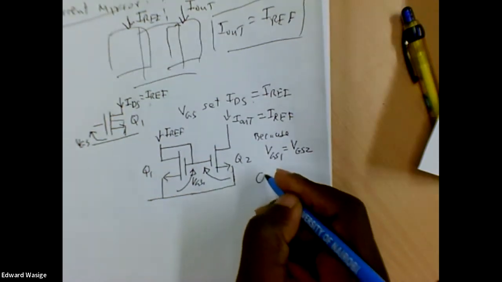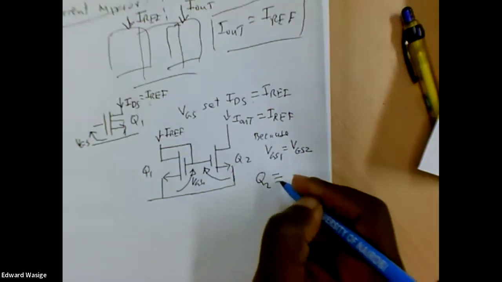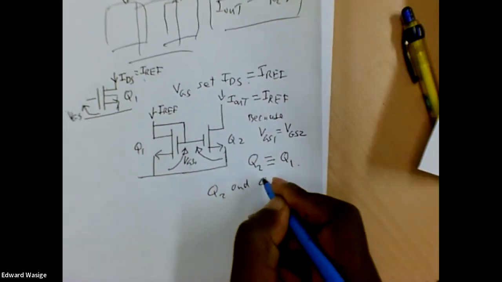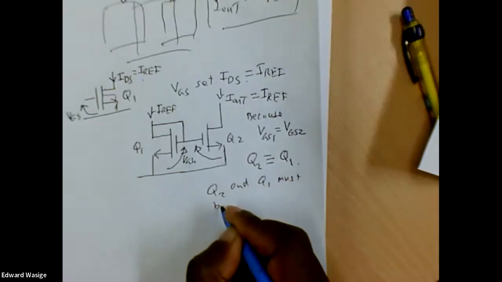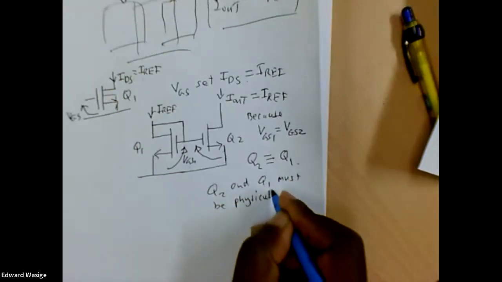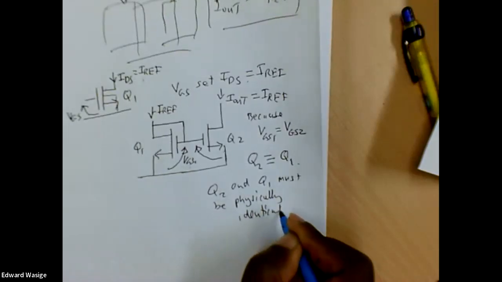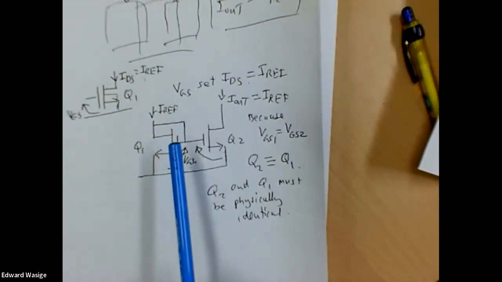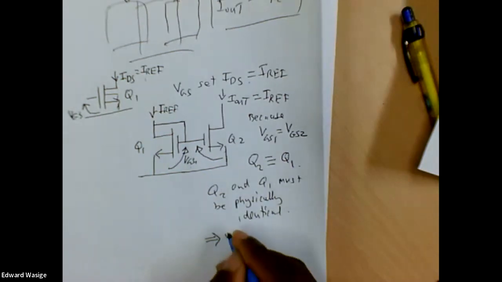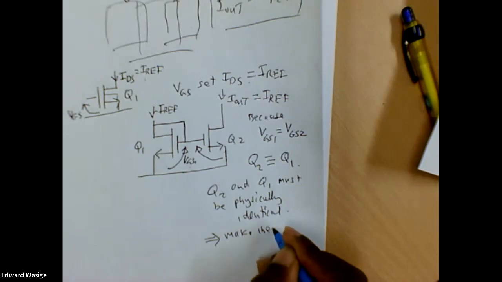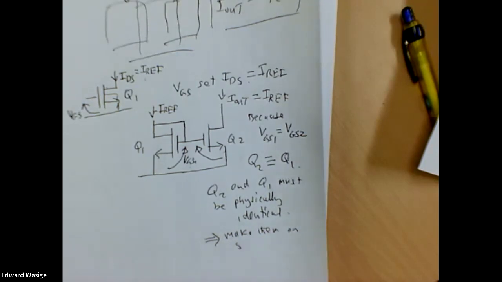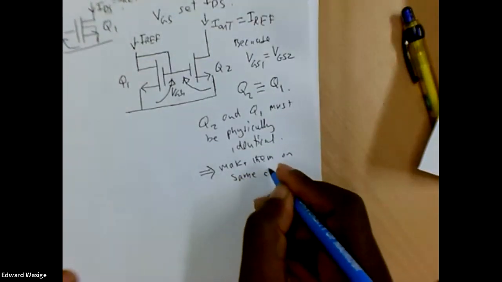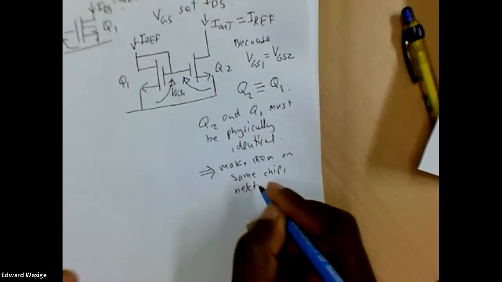Of course, this is only true if transistor Q2 is physically identical to transistor Q1. So Q2 and Q1 must be physically identical. For them to be physically identical, we make the transistors on the same chip, next to each other.